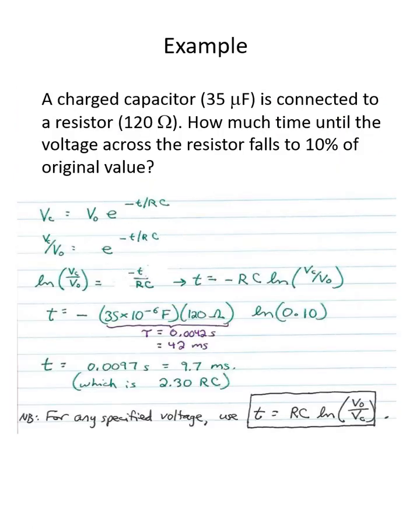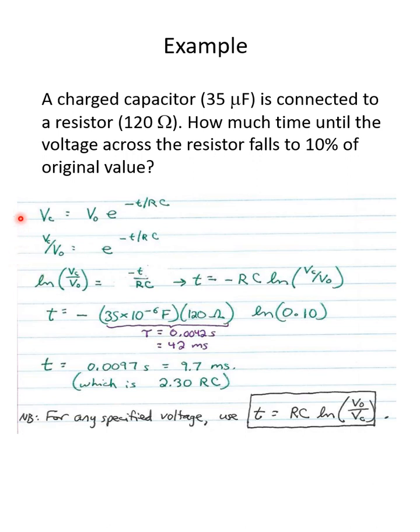Let's look at an example. Let's say that we have an RC circuit. It's already charged, and the capacitor is 35 microfarads. It's connected to a resistor of 120 ohms. The question is, how much time until the voltage across the resistor falls to 10% of the original value? So we're going to discharge this capacitor. We want to know when it gets to only 10% of the original value.